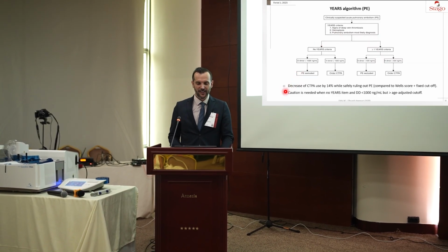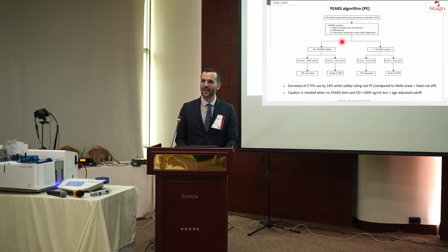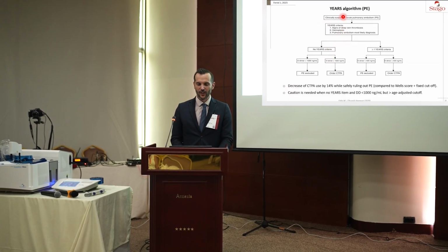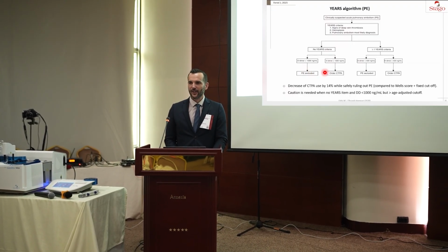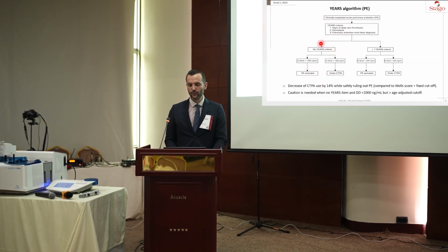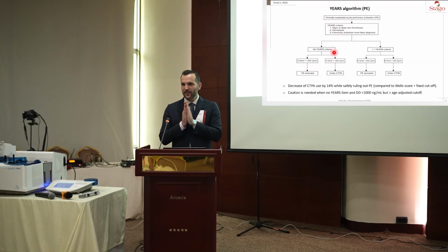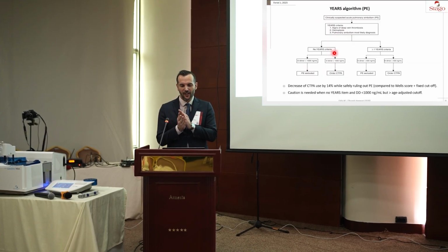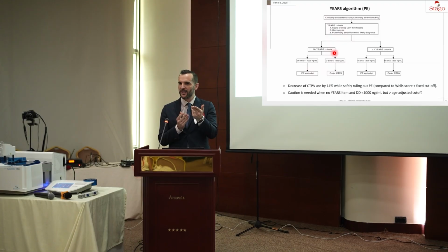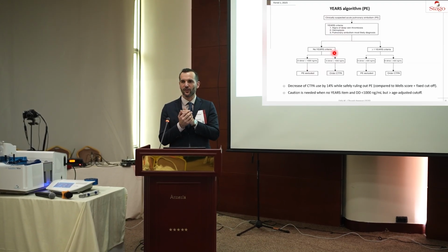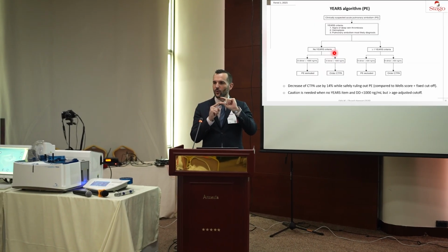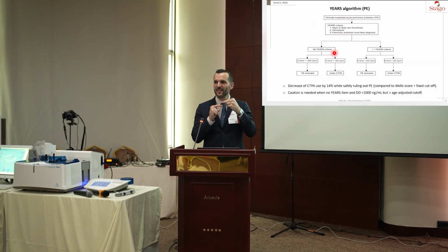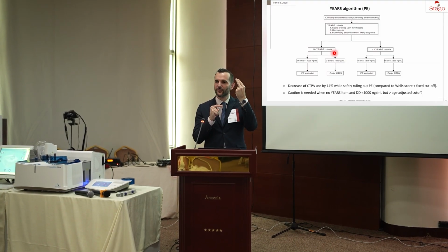In the article, they also tried another thing. They combined this YEARS algorithm with the age-adjusted cutoff. And they found an interesting thing, which is for patients who do not have YEARS criteria, if you have a D-dimer level below 1,000 nanogram per milliliter, but above the age-adjusted cutoff, you have to be careful because you have slightly higher rates of false negative. So you can miss a few cases of pulmonary embolism.